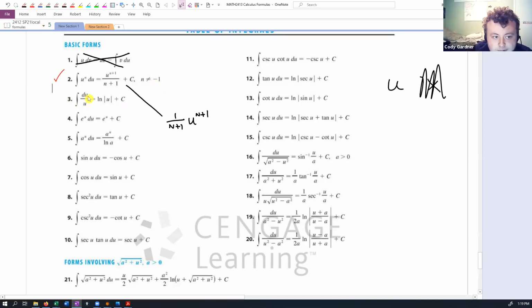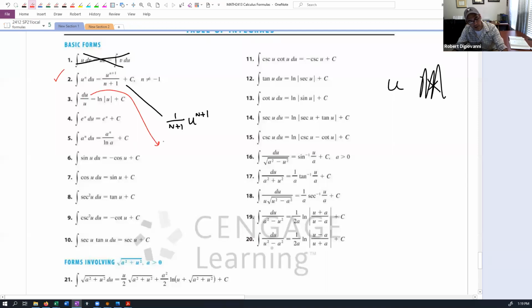Okay, so the next one is basically this right here. It's hard to see it. This right here is really 1 over u du. So they slid the du up on top. And that's just like the 1 over x dx we just talked about. And the antiderivative is natural log. Okay, so that one should make sense.